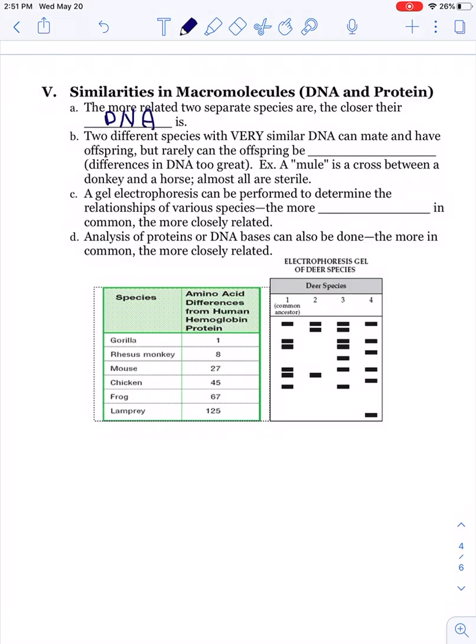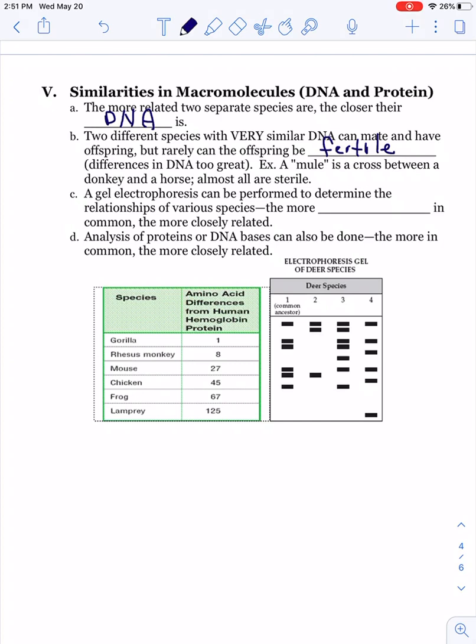Two species with very similar DNA can often mate and have offspring. It just depends upon the circumstance and how close the DNA is, but rarely can the offspring be fertile. A really good example is a mule, which is a cross between a donkey and a horse. A donkey and a horse are so genetically similar that they can have offspring together, but they are two different species. But their offspring are sterile. So mules cannot have offspring themselves. Other examples are lions and tigers. You've maybe heard of a liger. They are sterile as well.